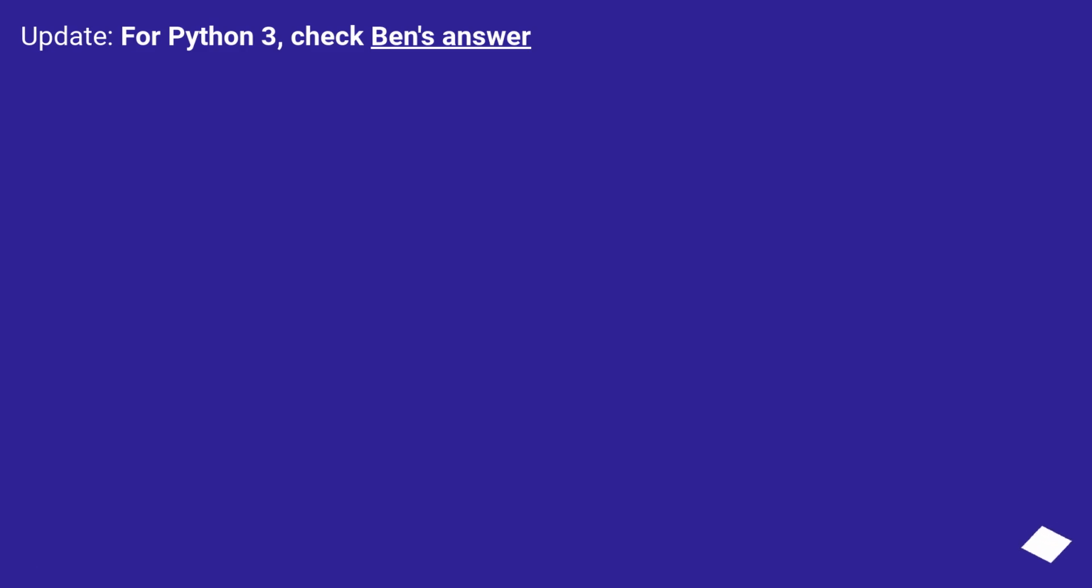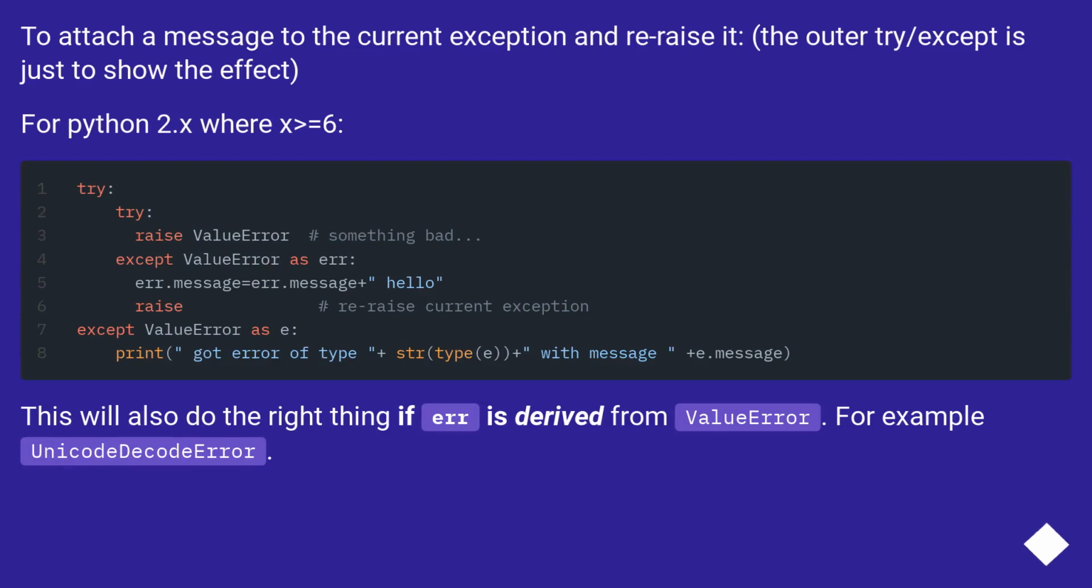Update for Python 3, check Ben's answer. To attach a message to the current exception and re-raise it, the outer try/except is just to show the effect. For Python 2.x where x is 6 or greater.